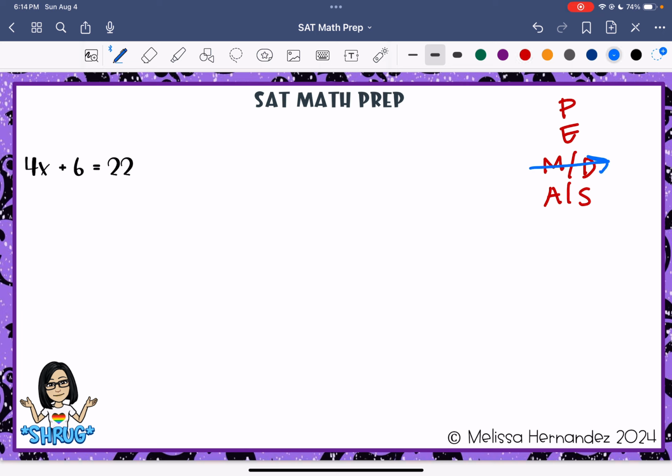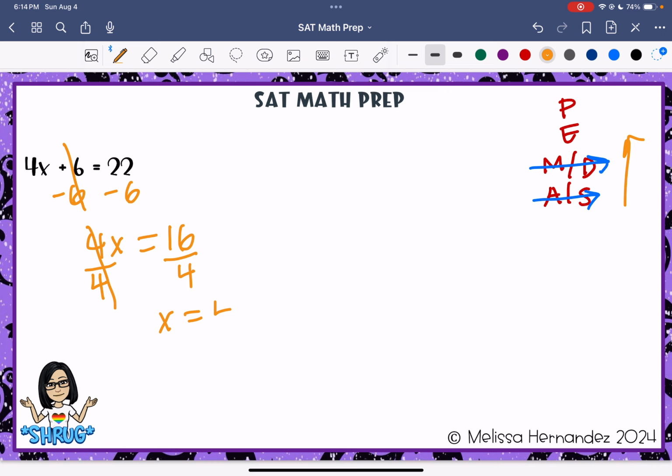And so multiply and divide is left to right, add and subtract. So when I say backwards, what I'm saying is you're going to start with adding and subtracting. So you'll subtract 6 from both sides, and you got 4x is equal to 22 minus 6. That's 16. Okay, and then I'm going to divide both sides by 4. When you divide a number by itself, it equals 1. And so x equals 4.